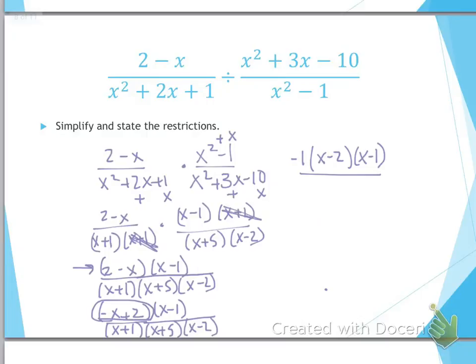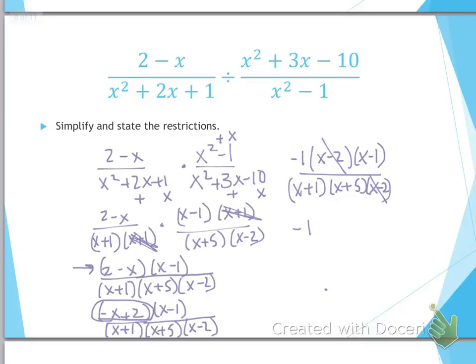x minus 1 over x plus 1, x plus 5, and x minus 2, because it flips all the signs in here when I take out a negative. And now I can actually cancel those x minus 2's. So anytime there's an x on the back end, go ahead and flip it, and then check to see if taking out a negative is going to cancel anything.